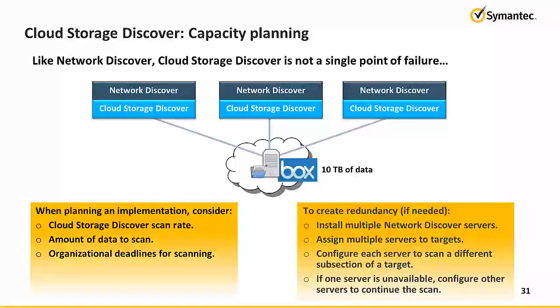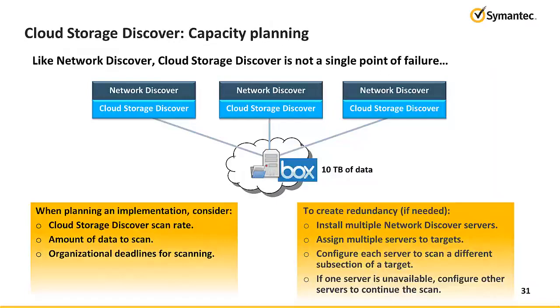From the perspective of architectural redundancy, Symantec DLP Cloud Storage Discover is similar to Network Discover. As mentioned in the previous section, a Network Discover and Cloud Storage Discover server is not a single point of failure within the customer's network. Therefore, the main focus of redundancy planning relates to scanning capacity. As with Network Discover, the factors to consider when planning your Cloud Storage Discover architecture are the scan rate, the amount of data to scan, and any deadlines for scan completion.